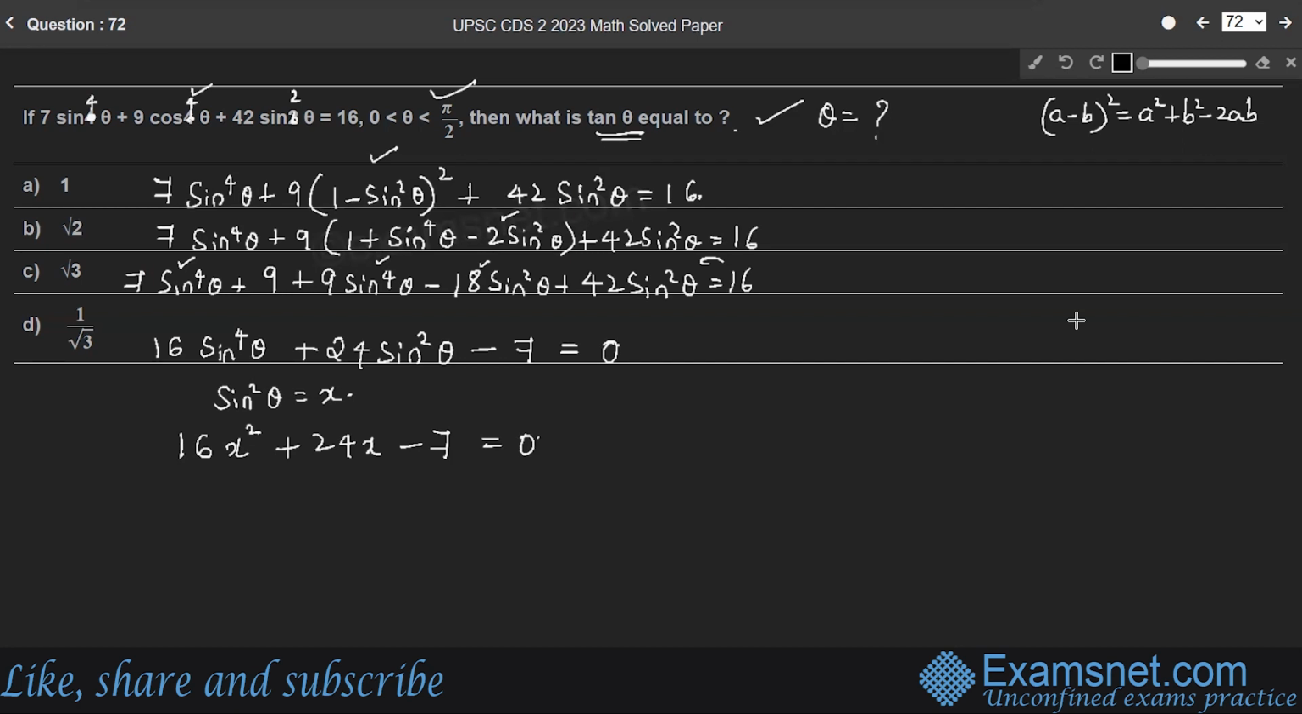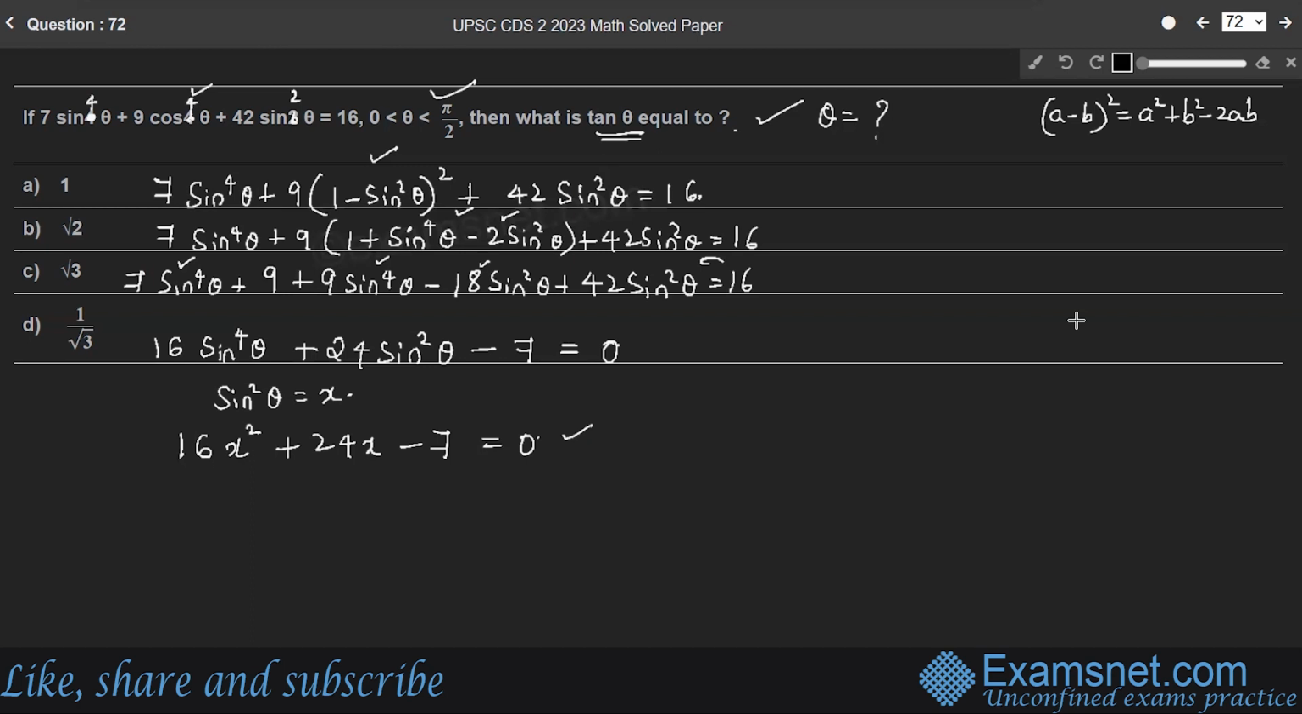So are we right here? Yes, 1 plus sine raised to 4 theta minus 2 sine square theta, which is right. 9 plus 9, yes, which is also right. So 7 plus 9, yes, 16, and we have 18, yes, right? These steps are correct. Now, let us find the value of x. So we have got a quadratic equation, right? So how to find the value of x? By splitting the middle term or using the formula, right?